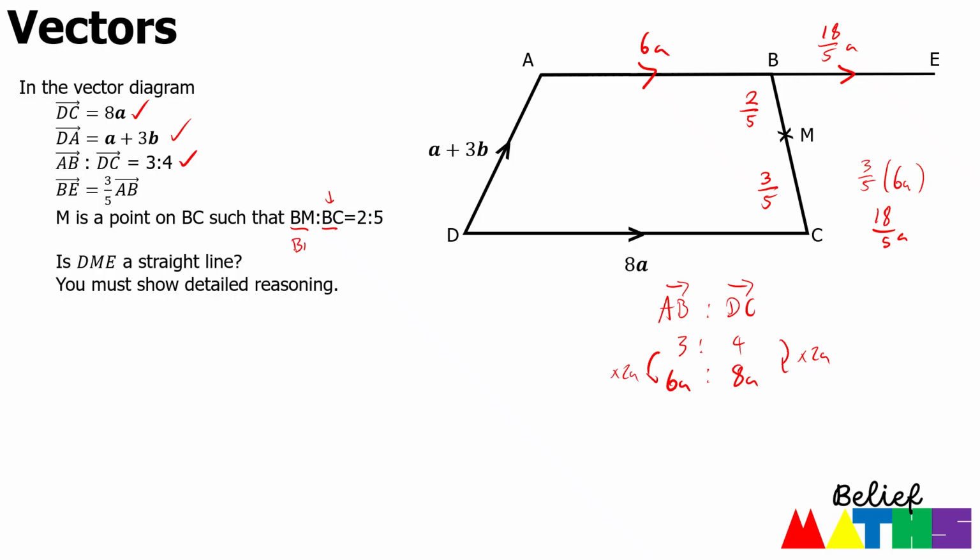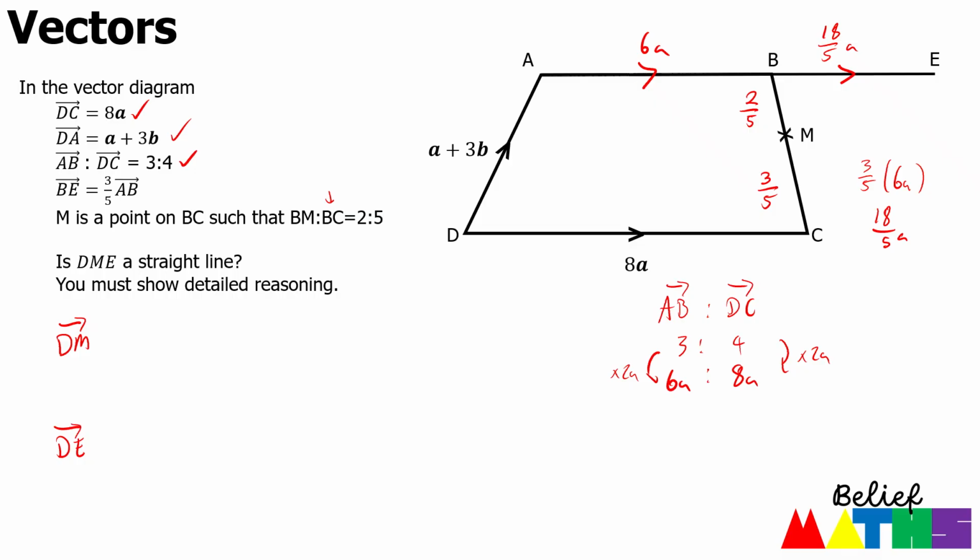Sometimes you'll have BM to MC, but in this case that would have been 2 to 3, but BC is the full length. So just be very careful reading that and what it represents. Okay, so that's why it's 2/5 and 3/5. And then it's asking, is DME a straight line? Well, to check if DME is a straight line, we're going to find vectors DM and DE, and we're going to check if they're parallel.